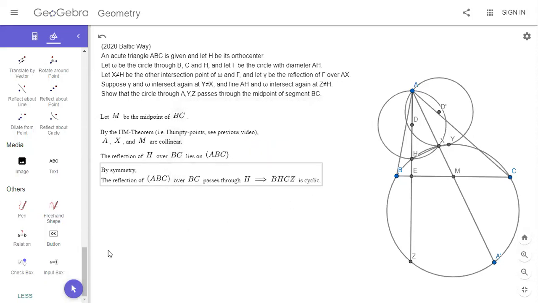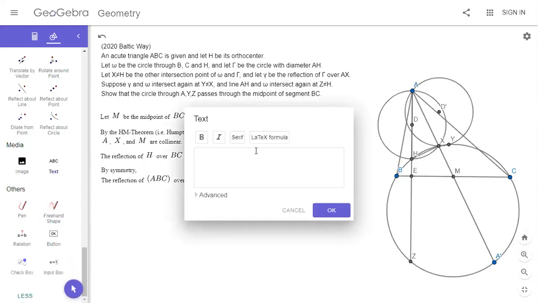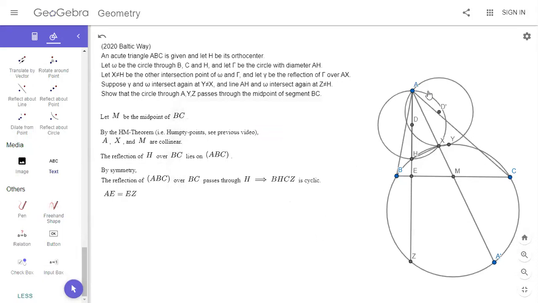All right. And not only that, AE is equal to EZ from that same fact. Because if we take the whole circumcircle of ABC and we reflect it over BC, we get this circle through B, Z, C, and H. And so AE has to equal EZ. Okay, so that's starting out.